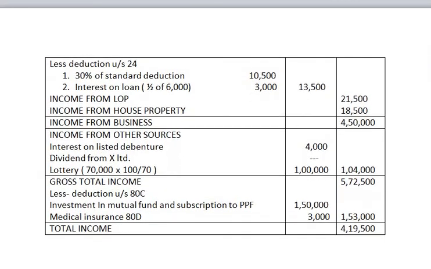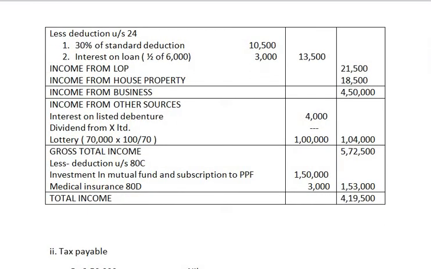From annual value we have to make deduction under section 24. First is 30% standard deduction, that is 10,500. We have to calculate 30% of annual value. We get 10,500. Then interest on loan. Total loan interest is 6,000, half for the let out property, therefore 3,000. Thus total deduction that we claim is 13,500.